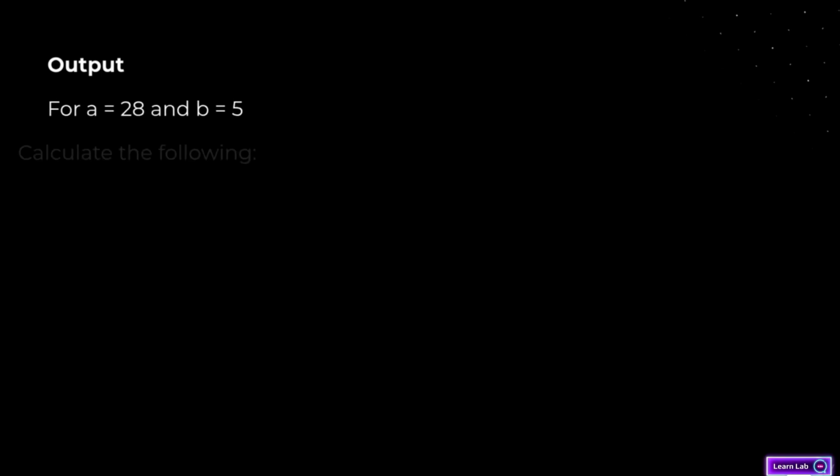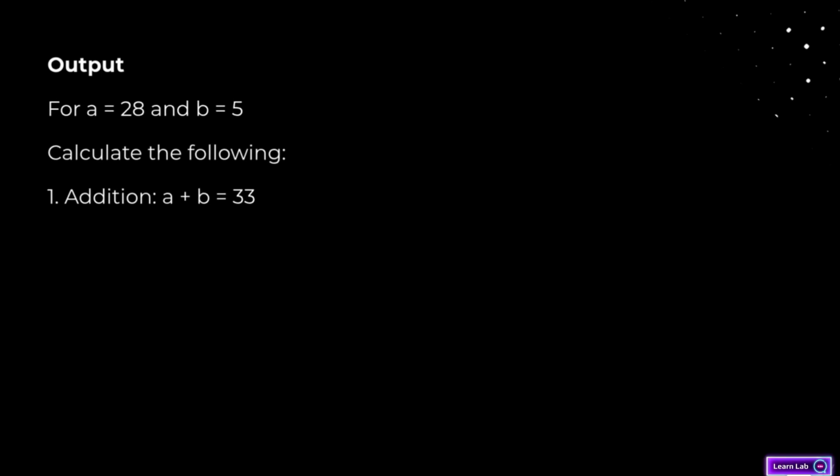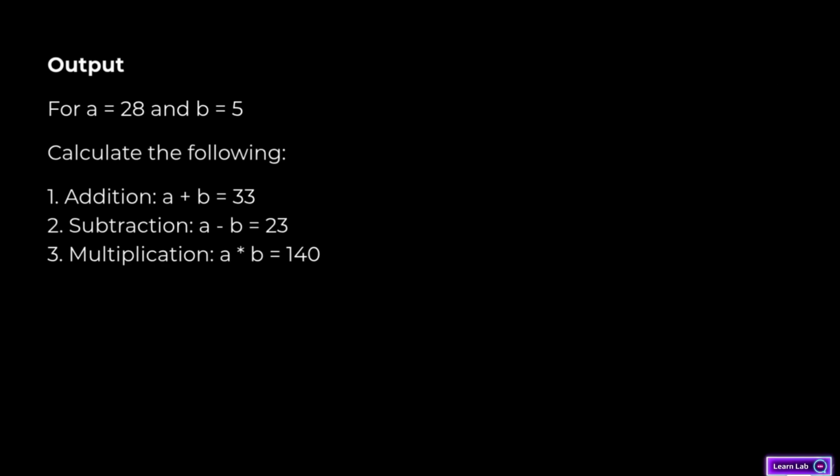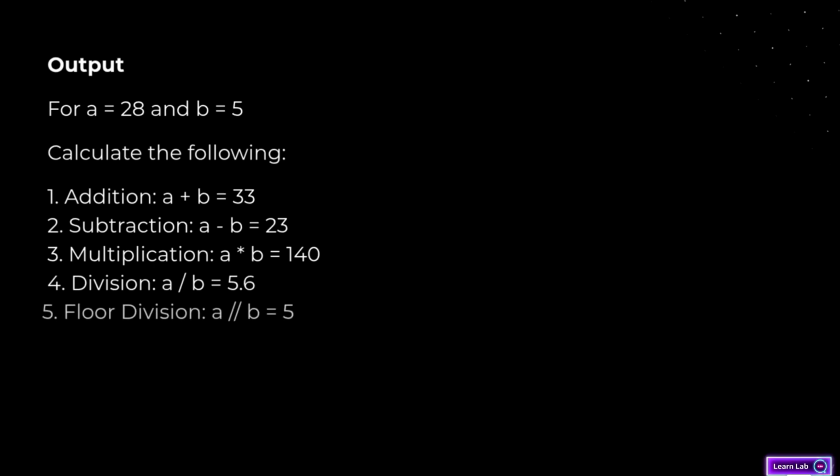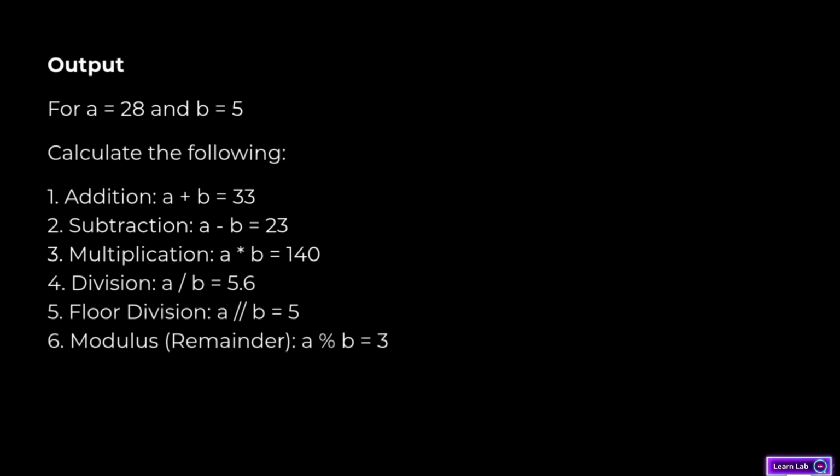Calculate the following. For addition, A + B = 33. Subtraction, A - B = 23. Multiplication, A * B = 140. Division, A / B = 5.6. Floor division, A // B = 5. Modulus or remainder, A % B = 3. Exponentiation, A ** B = 17,210,368.